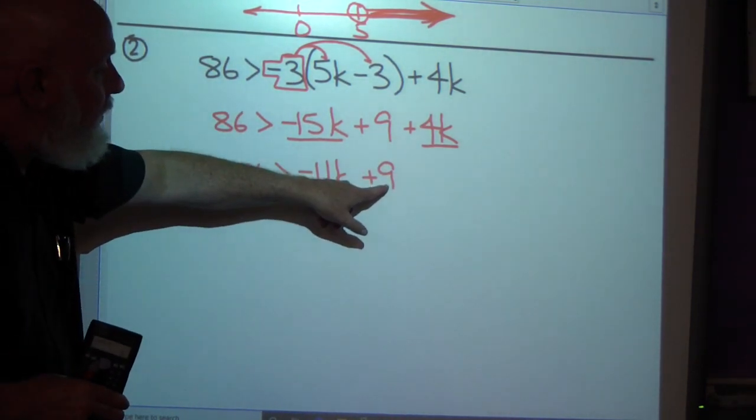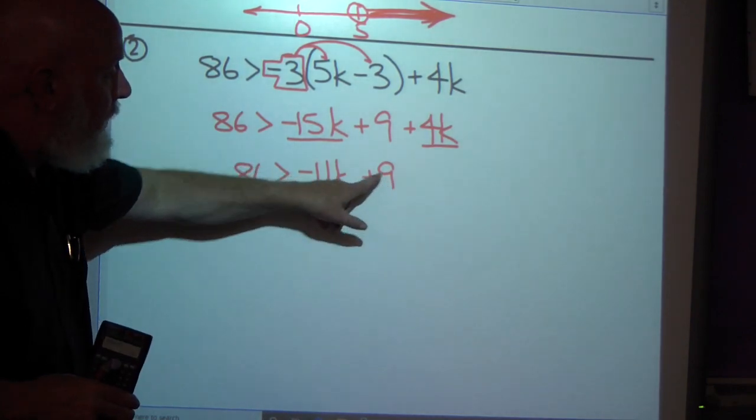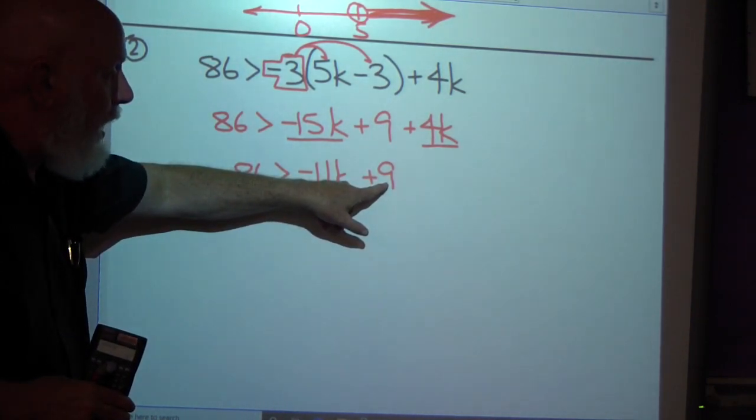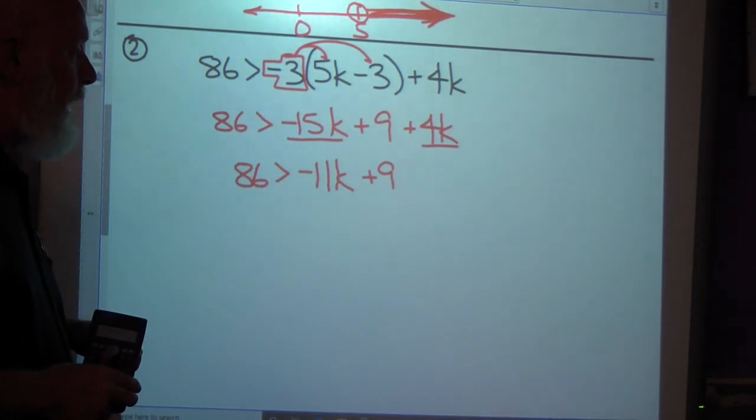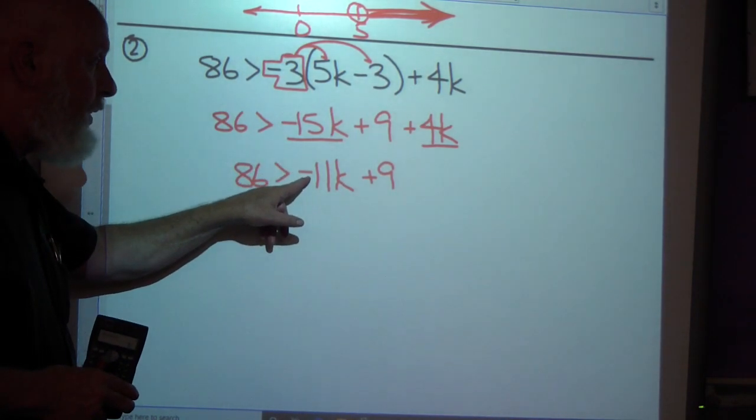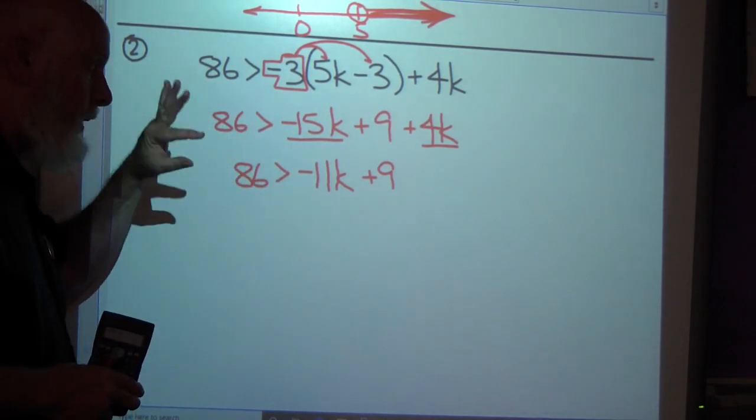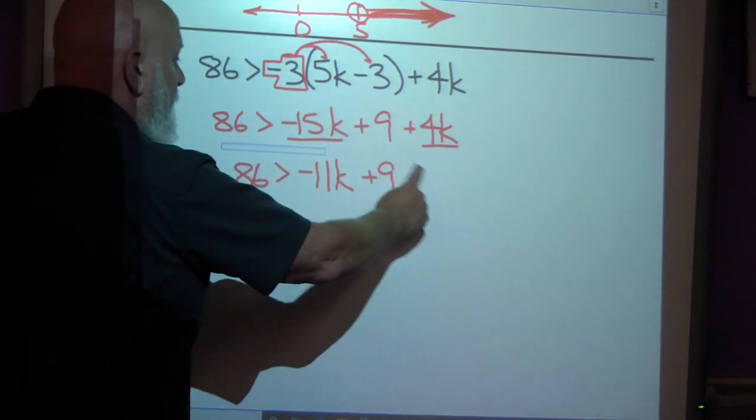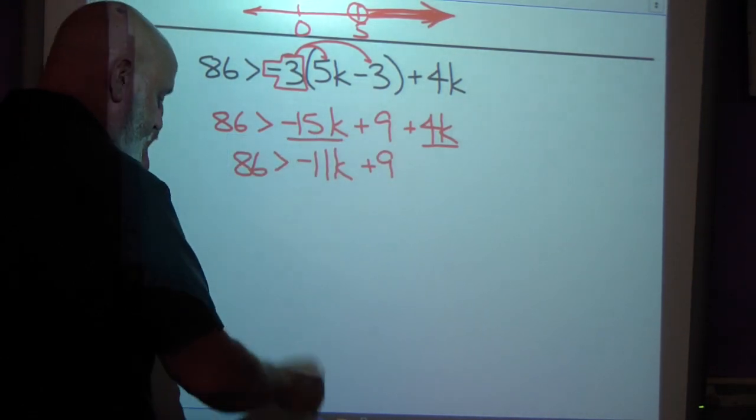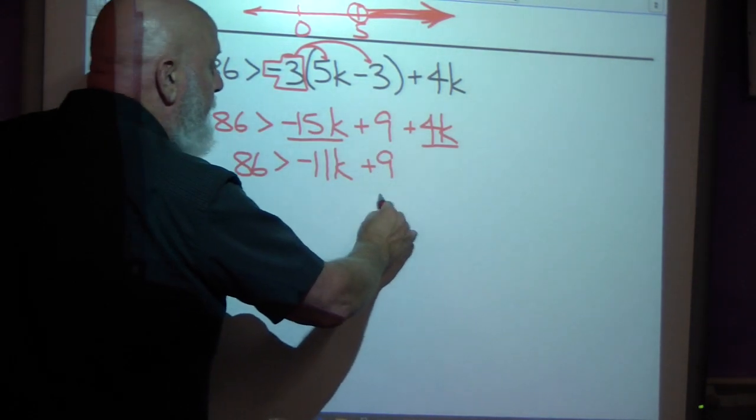Now I've got two things I want to do here. I want to get this K by itself, so I want to subtract 9 from both sides, and then divide both sides by negative 11. And I'm going to be dividing by a negative, so when that happens, I've got to remember I'm going to change the direction of my inequality. So here we go, I'm going to move this up a little bit so I don't run out of room. I'm going to subtract 9 from both sides.